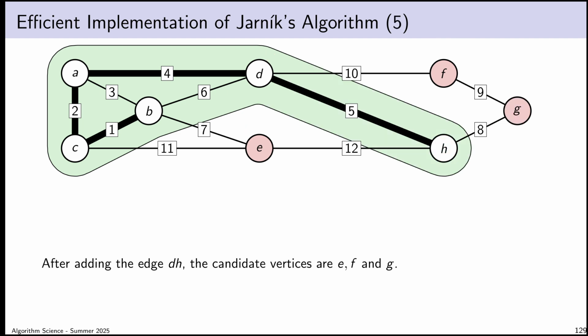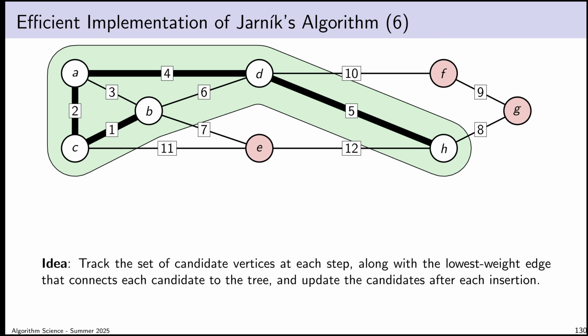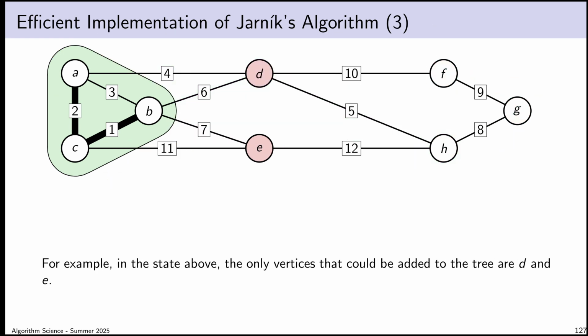So after I add vertex H, which is the next step after vertex D, then vertex F and vertex G are both candidates. Vertex F was already a candidate. Vertex G becomes a candidate because it's attached to the vertex that I just brought in. So I guess my idea here is what I can do is track which vertices are candidates. And then I track for every candidate the lowest weight edge that currently links that candidate to the rest of the graph. So notice even way back in this step here, D and E are both candidates.